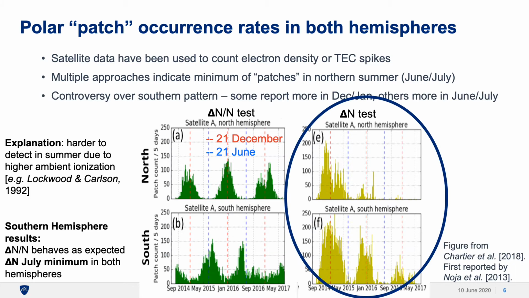So when we look at the data, the delta n over n test yields approximately what we predicted, but the delta n pattern is very strange because it doesn't have any shift. So the pattern follows actually the same calendar months in both hemispheres. And that strange result was first reported by Noja et al. 2013 and has since been confirmed by other authors. And today we're going to look at why that strange pattern occurs.